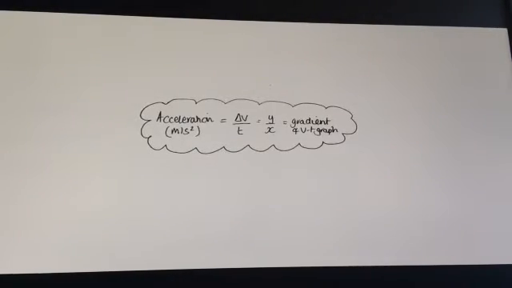So, to recap, acceleration is the rate of change of velocity in time. So from a velocity time graph, we can find the acceleration by using the y value divided by the x value, and that's the gradient of the velocity time graph.